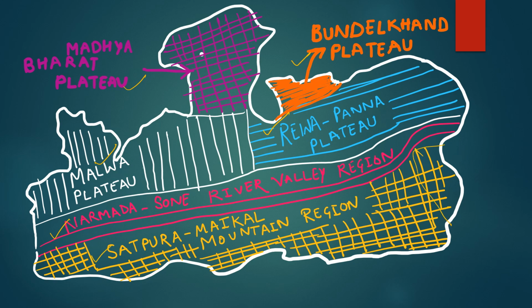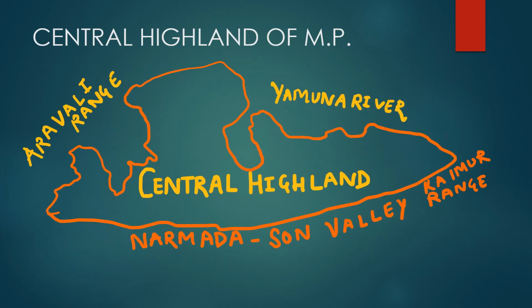At the right of it, we have Baghelkhand Plateau. These are the major divisions of MP based on geographical divisions. We'll look at them one by one and see how they form, what are the major rivers passing through them, what are the specific features about those regions. Starting with the first one, that is Central Highlands of MP.